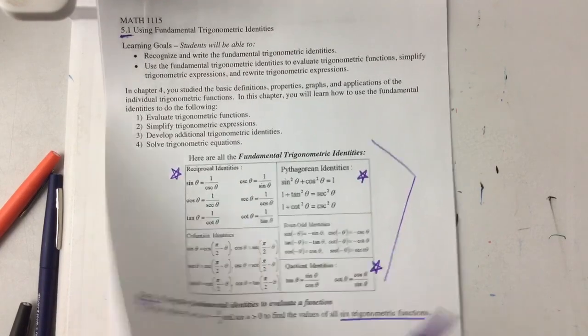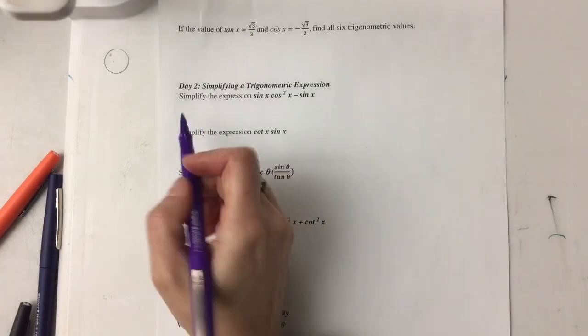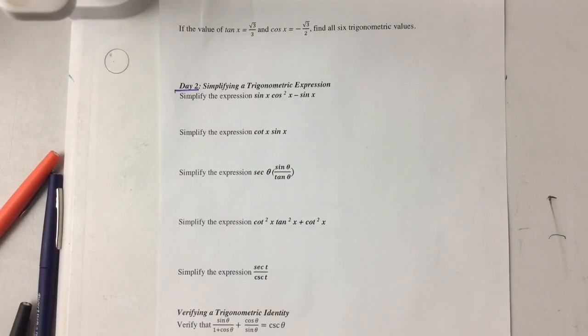So now we want to jump ahead to day 2. And what they're asking us to do is simplify a trig expression. When they say simplify, the goal here is that you have to use those properties. You can also factor, which is kind of cool. That's what you're going to see today.